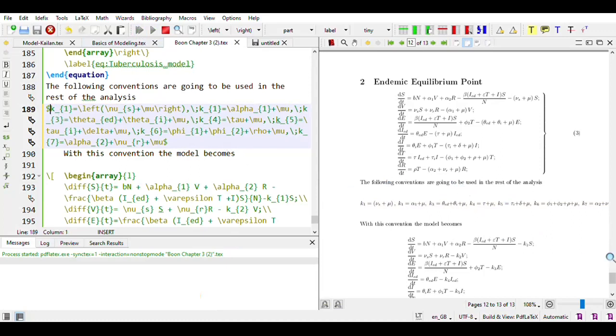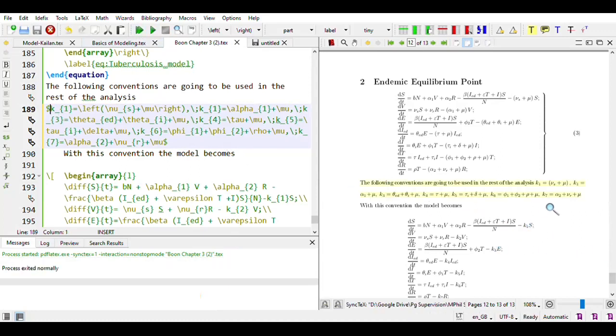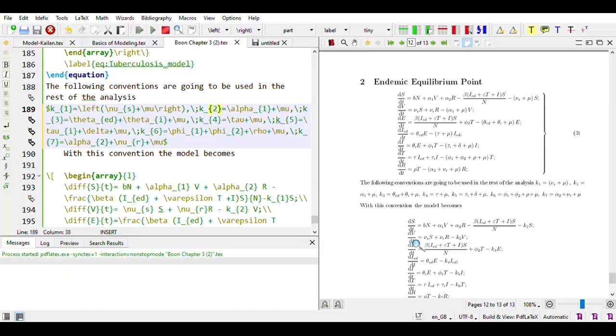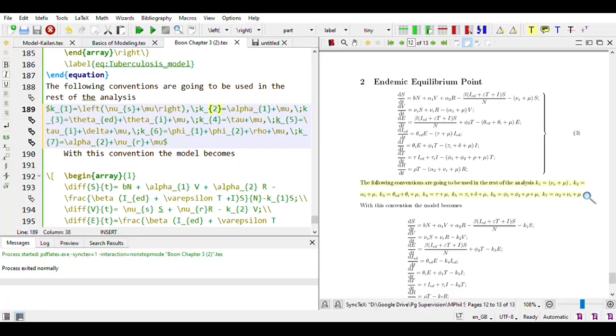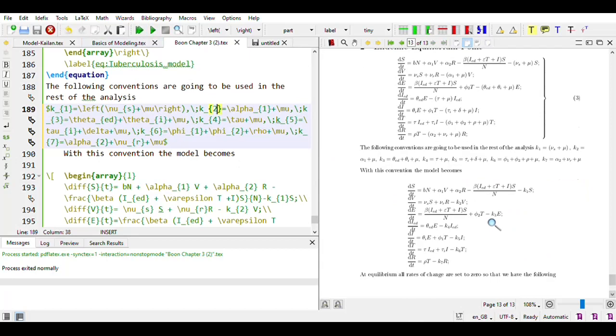So we're going to have this expression. K1, K2. Sorry, this is not supposed to be K1. This is supposed to be K2, so we correct that, and then we have this expression. So we have K1, K2, K3, K4, K5, K6, and K7. With that, all of these also become something like this.